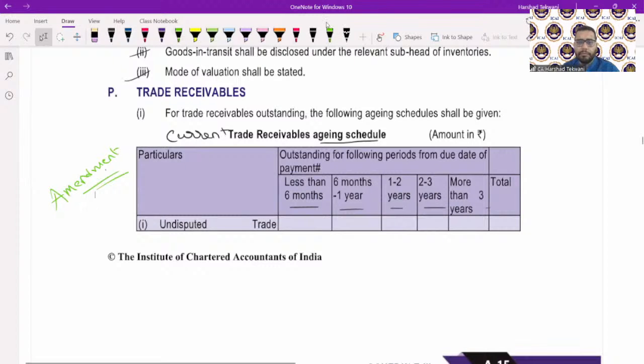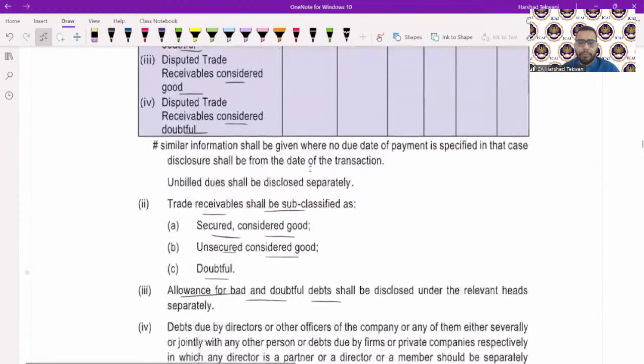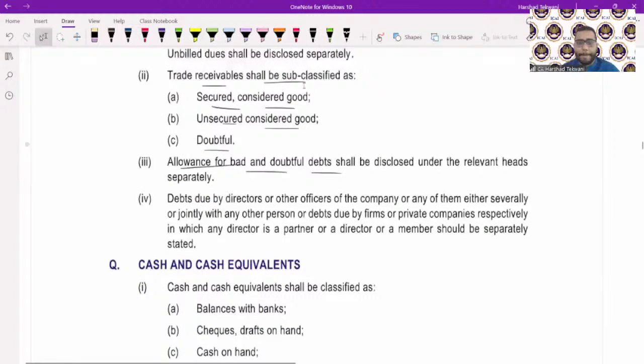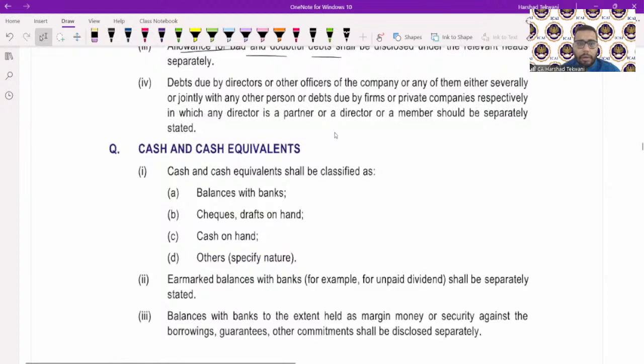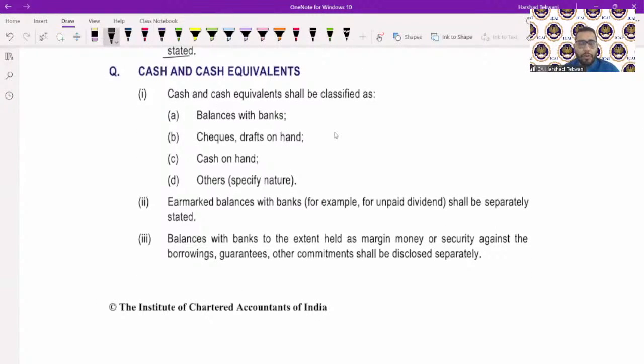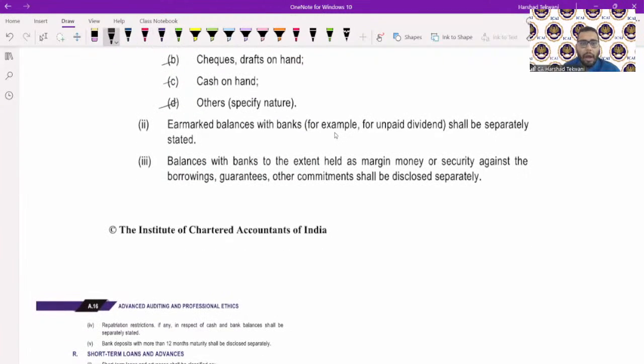Clear? Any doubt? Okay, let me move forward then. Debts due by directors, and in the same way, if any of the officers of the company is involved, you need to separately state that particular amount. Then coming to cash and cash balances, you need to disclose balances with banks, checks, drafts on hand, cash on hand, and others if there are any. Earmarked balances with banks shall be separately stated.